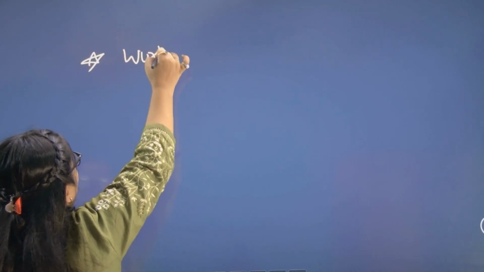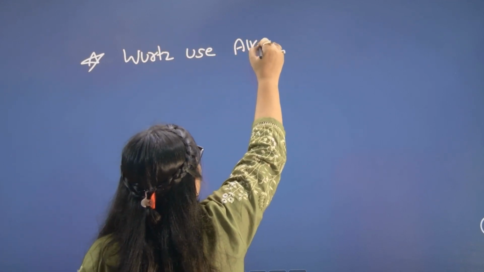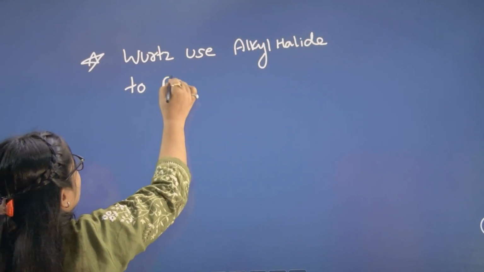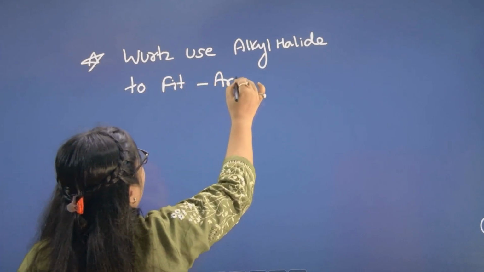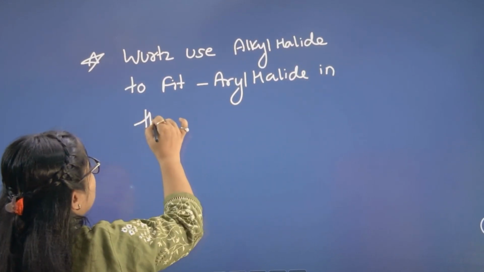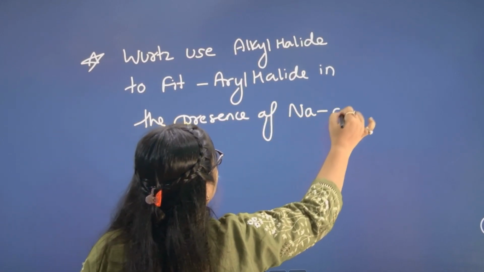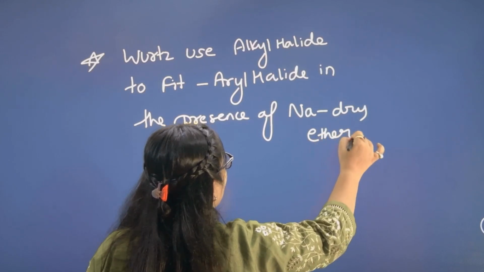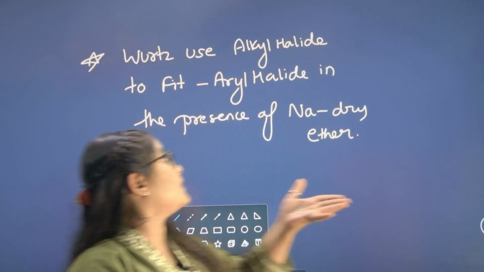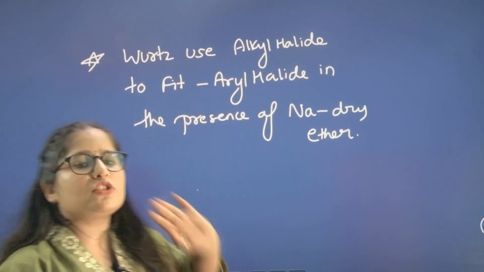Wurtz uses alkyl halide, to Fittig aryl halide, in the presence of sodium dry ether. In the presence of sodium dry ether, that's all. So what is the trick? Wurtz uses alkyl halide to Fittig aryl halide in the presence of sodium dry ether.